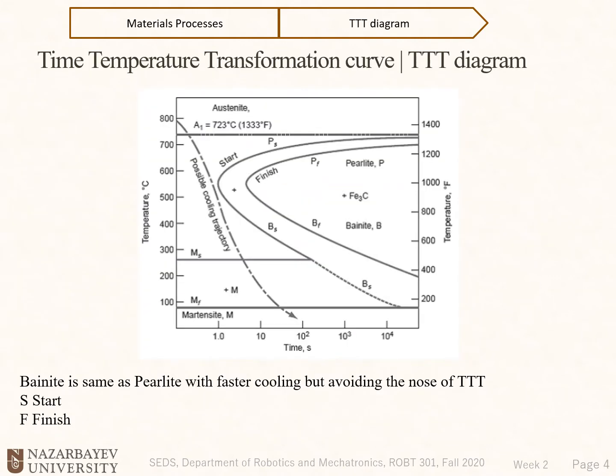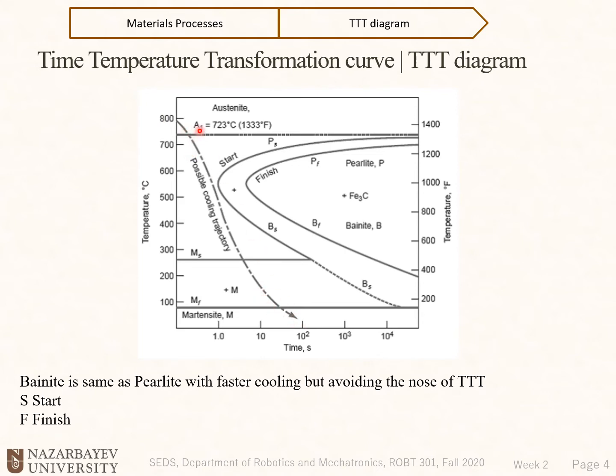There is another diagram, the time temperature transformation curve or TTT diagram. Again, it is based on iron, and you see what happens in this diagram if it changes temperature quickly. So we have one axis, the vertical left axis, which is temperature. We have the horizontal axis, which is time. Yeah, and we have a transformation line.